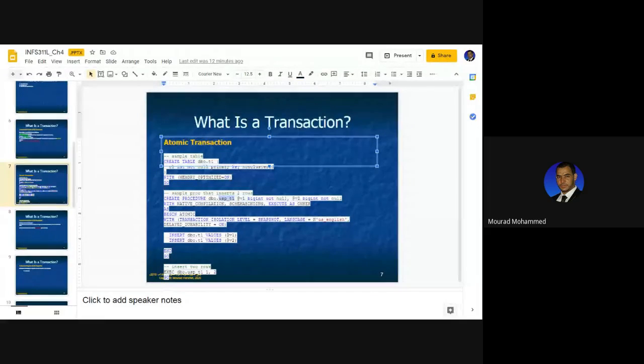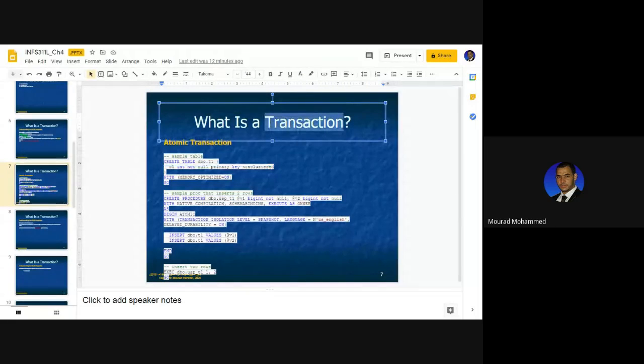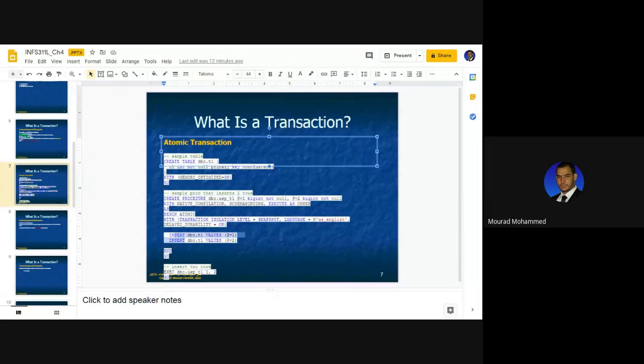It means if there is another transaction, there will be no interruption to this block, to guarantee that this block would be executed safely and securely. So there will be no interruption to this block here.